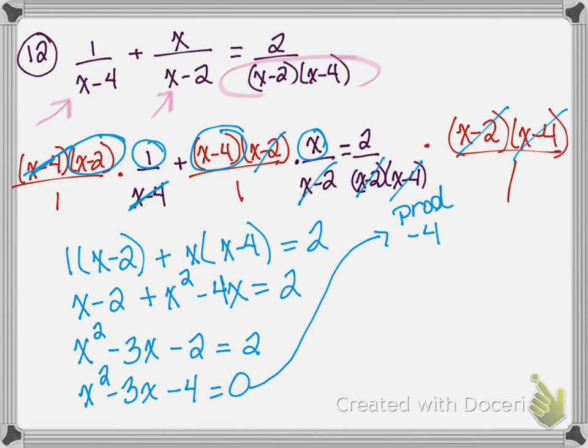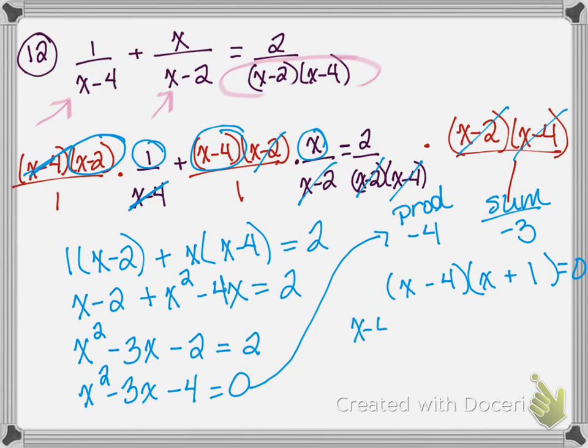Okay? My product is negative 4, and my sum is negative 3. So when I factor this, I am looking for two numbers that multiplied together give me negative 4, and added together give me negative 3. So negative 4 times positive 1 is going to give me negative 4. Negative 4 plus positive 1 is going to give me negative 3. So that is equal to 0.